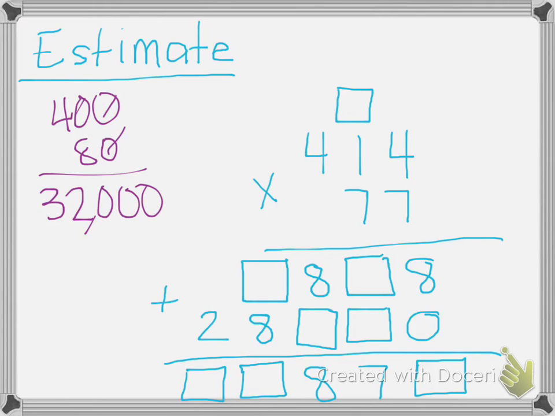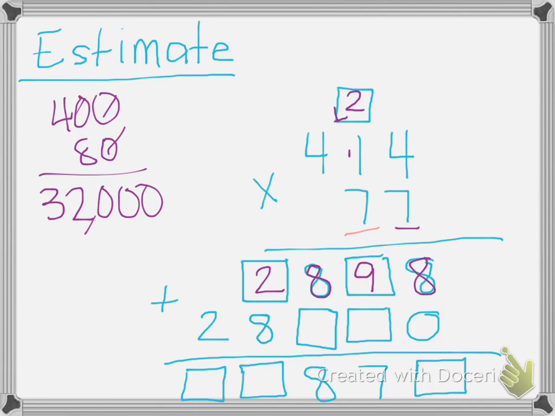So first, I'm actually going to solve. I'm going to start with the ones. 7 times 4 is 28. I already have my 8. Carry the 2. 7 times 1 is 7, plus 2 is 9. Last, 7 times 4 is 28. I already have my 8 there.